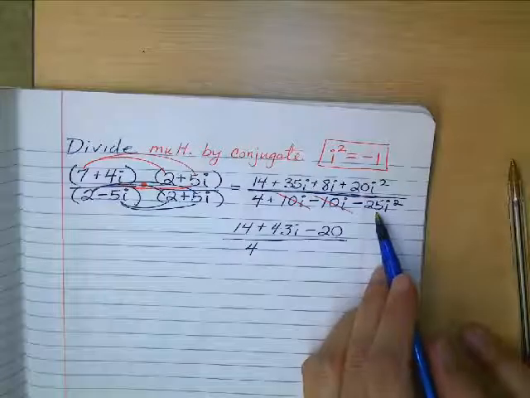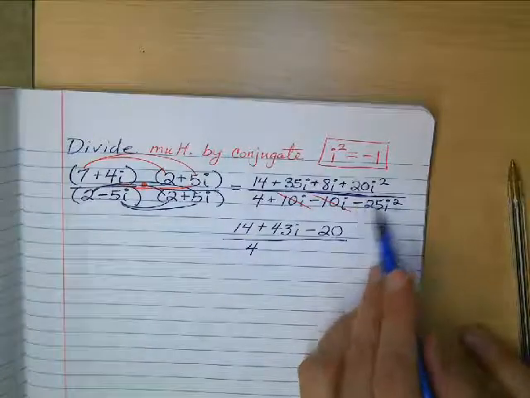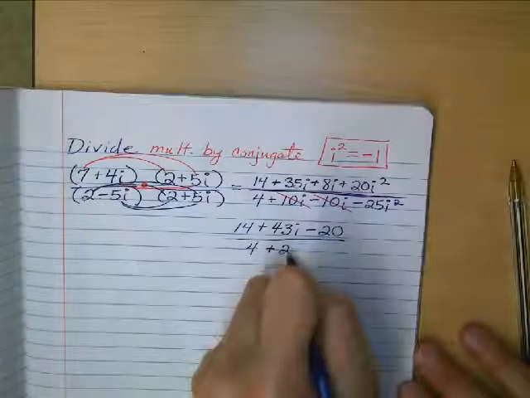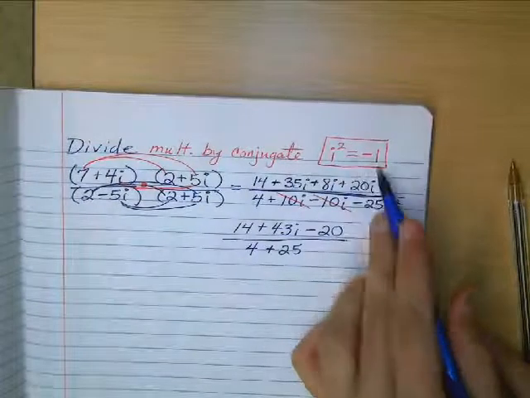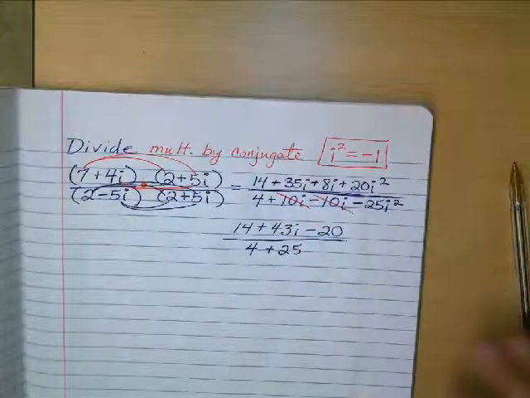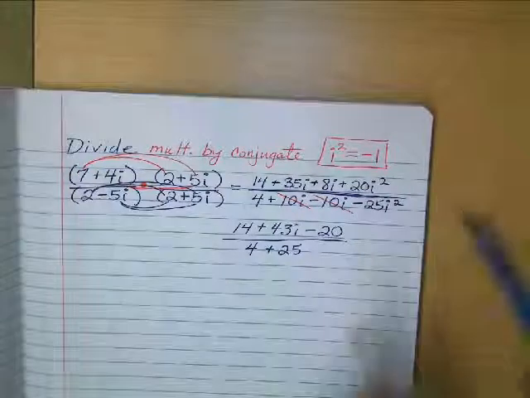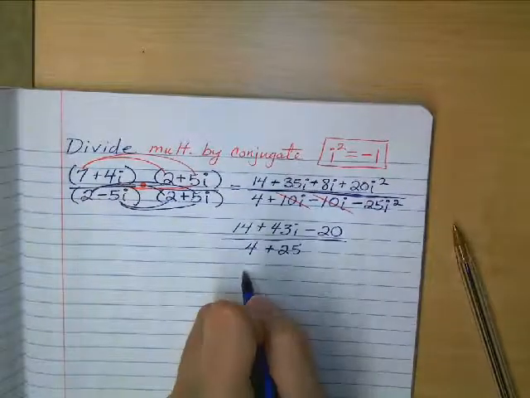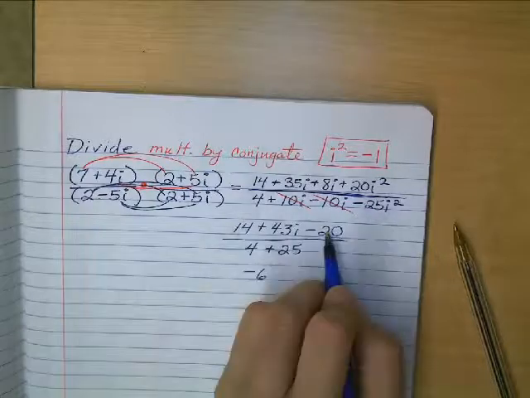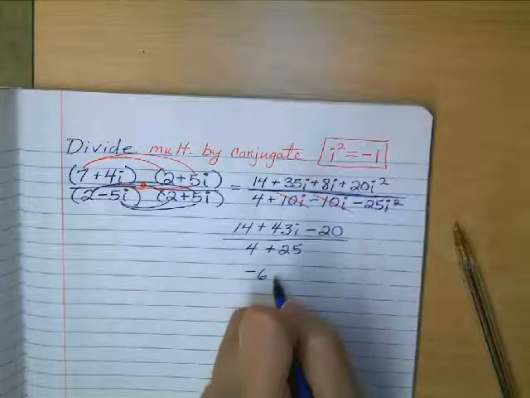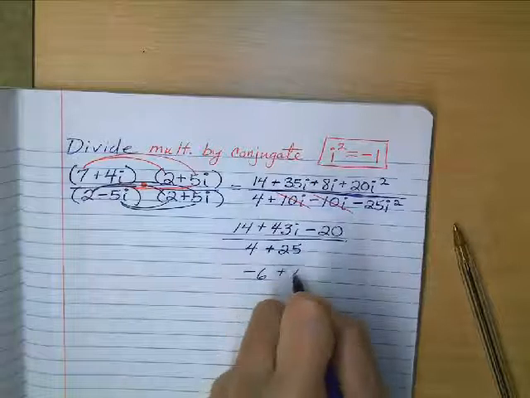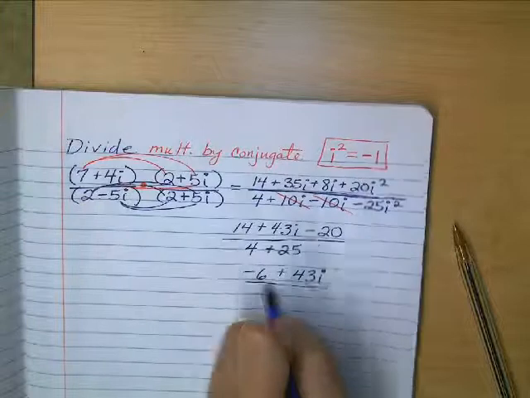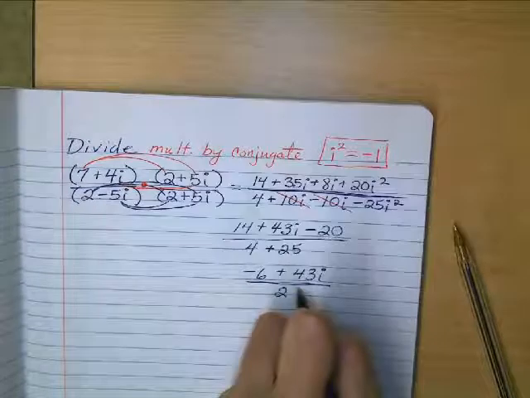What happens with this 20 minus 25i squared? Yeah, it'll be plus 25. Because the i squared, see, it's a negative 1, so 2 negatives make a positive. Okay, almost done. 14 minus 20 on the top. That'd be negative 6 if you put the 14 and the minus 20 together. Negative 6 plus 43i, and then you add up the bottom and you get 29.